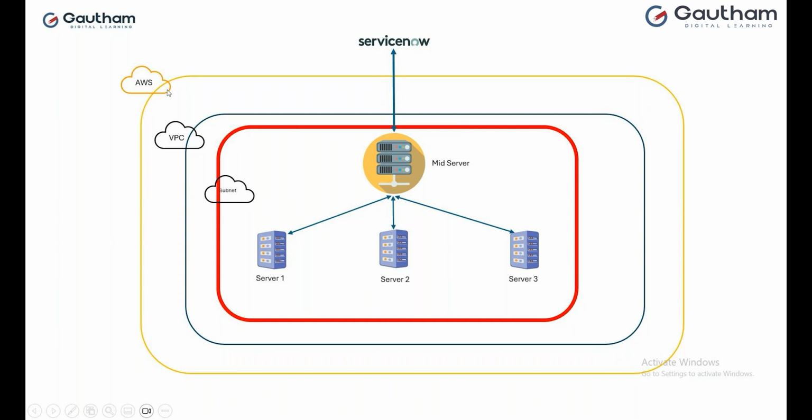So we will be creating a VPC within AWS, and then within that VPC we'll create a subnet, and in that subnet we'll have all these virtual machines and mid server installed. Is it clear now? Okay.